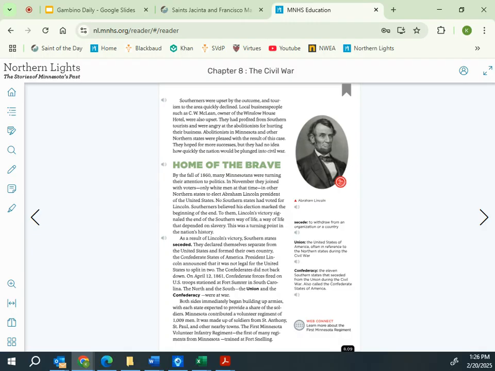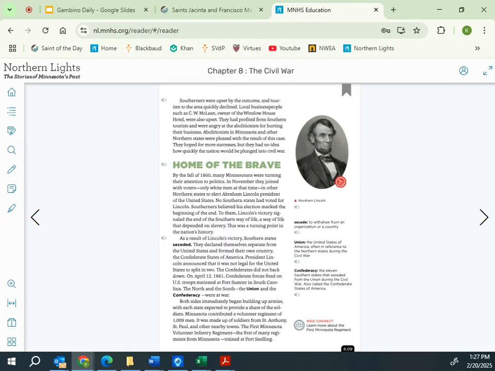Wait, is the angry mob and Ray sending her somewhere else, is that the same thing? Is that the same thing? They sent her for her safety, and an angry mob came. Two different things. Okay.